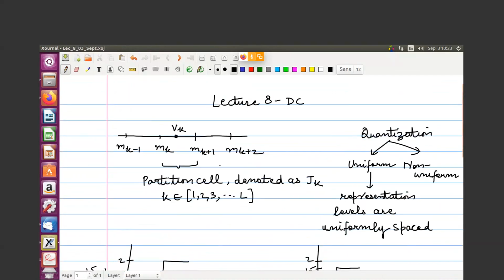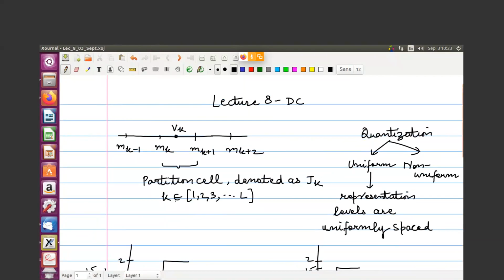This was remaining: there was one more definition. This is called a partition cell. So mk and mk plus 1 will be called a partition cell. This is a cell. Why? Because the whole amplitude range is now divided into cells. So this is called a partition cell, which we denote by J of k.